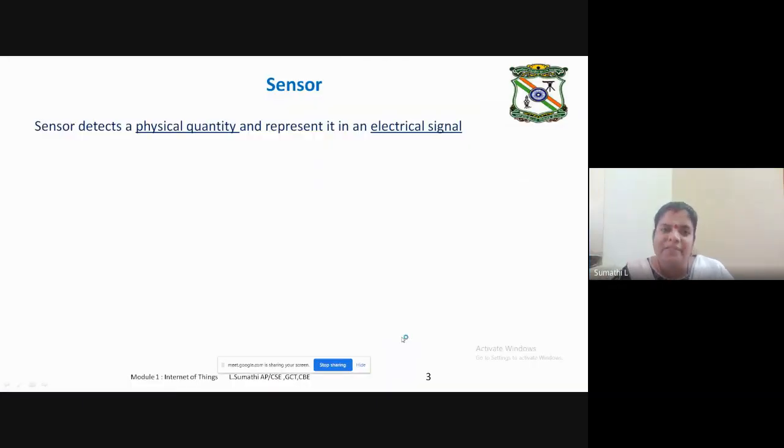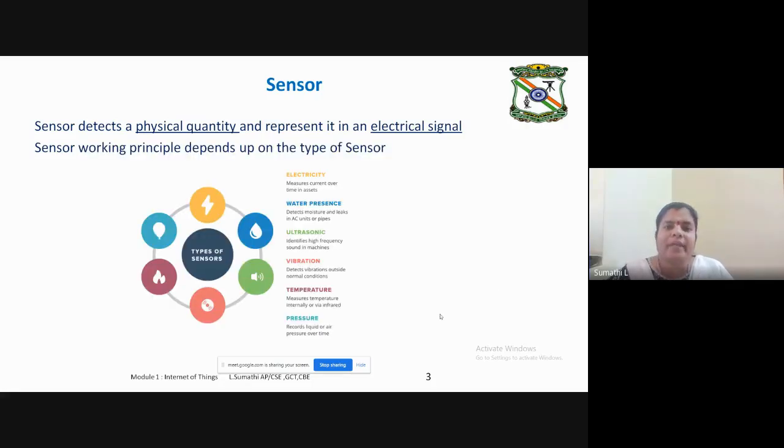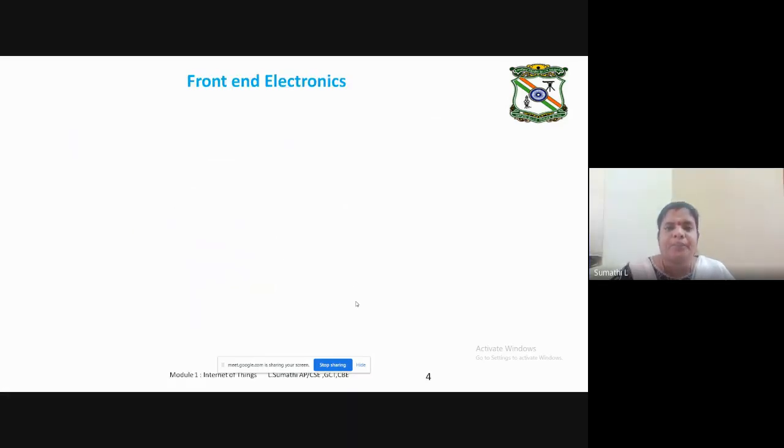So it detects that physical quantity and represents it in an electrical signal, and how it does its conversion depends on the type of your sensor. We will see the types of sensors elaborately in your second module, but just now we will see what types of sensors you can have based on how it measures: electricity, moisture, sound, vibration, temperature, and pressure, right? These are some types of your sensors, right?